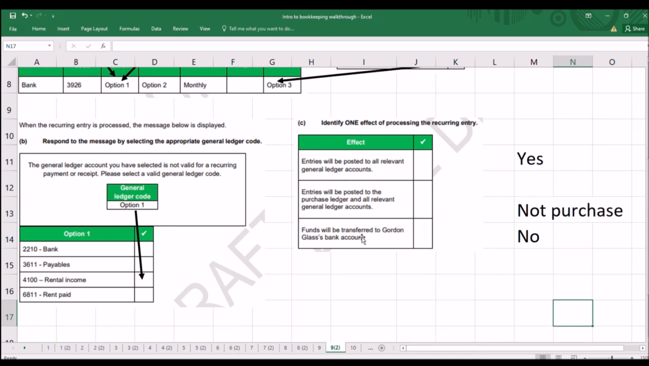Funds will be transferred to Golden Glass's bank account. No, doesn't mean that at all. They might cancel a standing order. And that's almost the problem here with the recurring entry. You're putting into the bank, then you're thinking everything's hunky-dory, and you've got a bank figure. You've got to actually come back in and do the whole bank reconciliation to check that they've got the money in there. So it's a bit of a nonsense, really. Sorry, I should stop moaning. Anyway, that's the end of question 9.